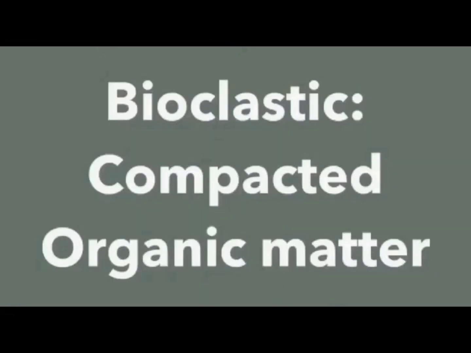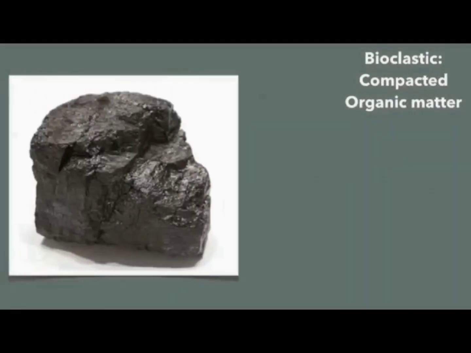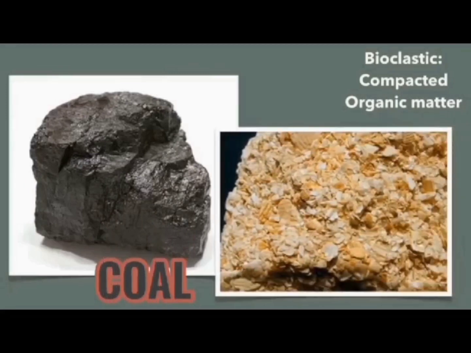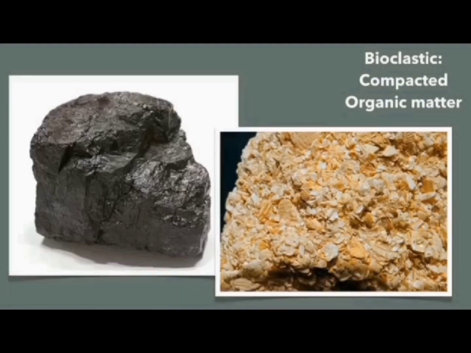The biological rocks are formed from compacted organic material or organic matter, which includes coal, which forms from compacted plant remains. And then this is a variety of limestone called coquina, and these are made of compacted shells, and shells are made by sea creatures.